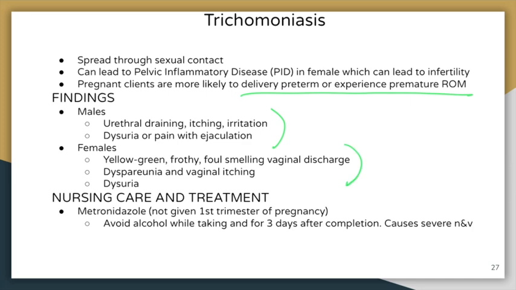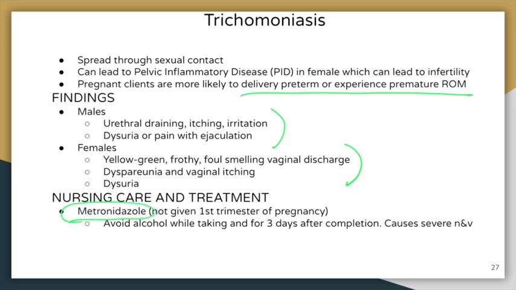In men, we can have urethral draining and itching and irritation, and dysuria or pain upon ejaculation. In women, we can have yellow, green, frothy, foul-smelling vaginal discharge, dyspareunia, and vaginal itching with dysuria.